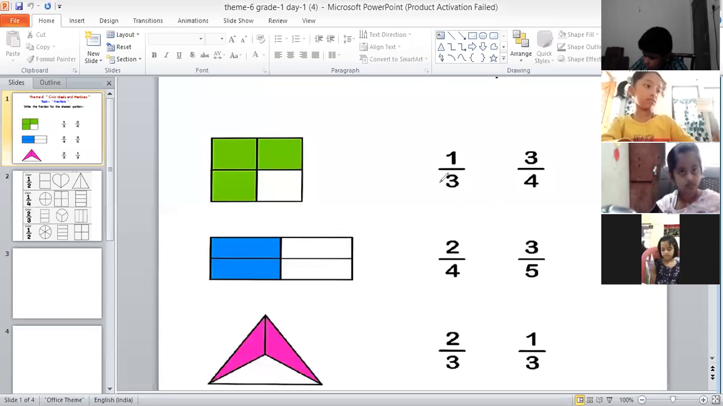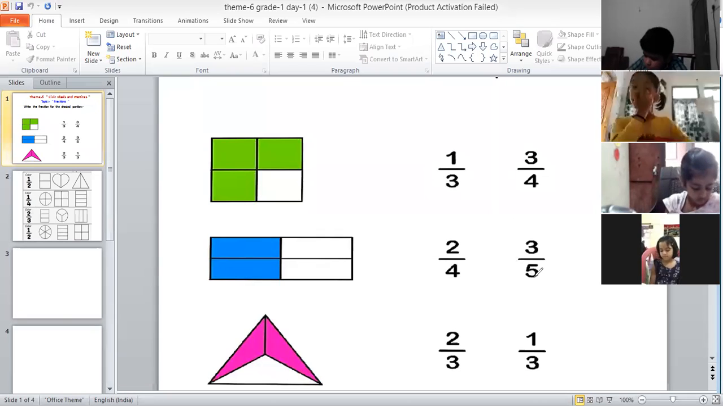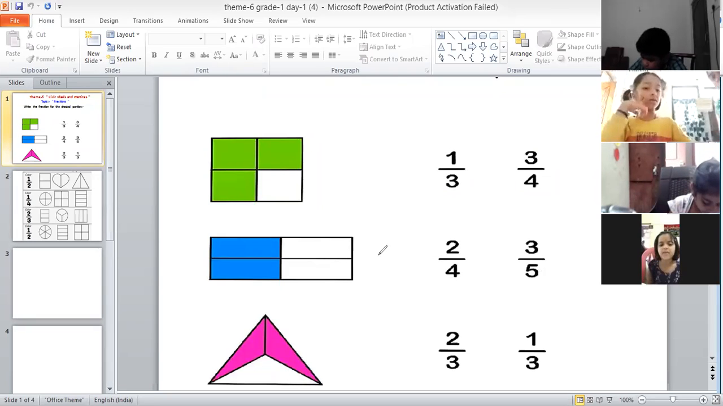You have to find out the correct fraction for the given shapes. Fine. Mana? Yes, ma'am. Now, first shape is a square. Now tell me this square is divided into how many parts? 4. 4 parts. Very good.